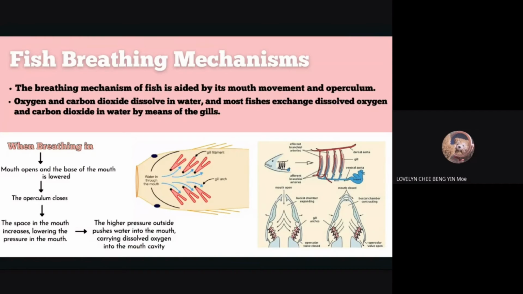Oxygen and carbon dioxide dissolve in water, and most fishes exchange dissolved oxygen and carbon dioxide in water by means of the gills. Now I would like to talk about when fish breathe in and breathe out. When breathing in, the mouth opens and the base of the mouth is lowered. Next, the opercular cavity is enlarged and the operculum closes, and then the space in the mouth increases, lowering the pressure in the mouth. Lastly, the higher pressure outside pushes water into the mouth, carrying dissolved oxygen into the mouth cavity.